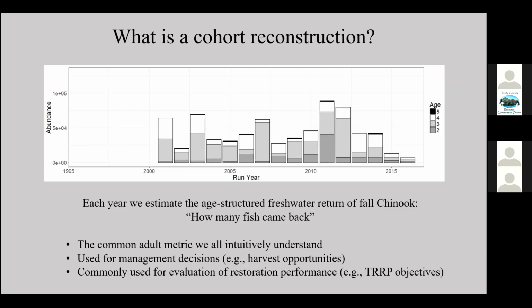So run years, escapement, freshwater returns, whatever we want to call them. This is the common and intuitive metric that we're all very familiar with. It's basically how many fish came back. It's used in all sorts of management decisions, including relevant to us, the evaluation of restoration performance. So something to note here, which should be obvious at this point, is that each run year is comprised of multiple age classes.